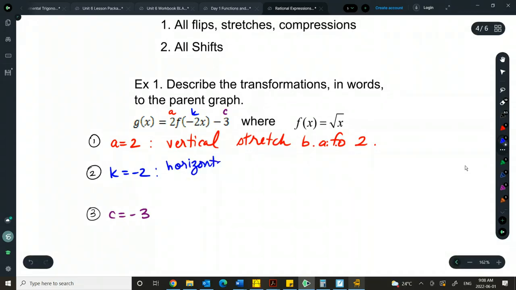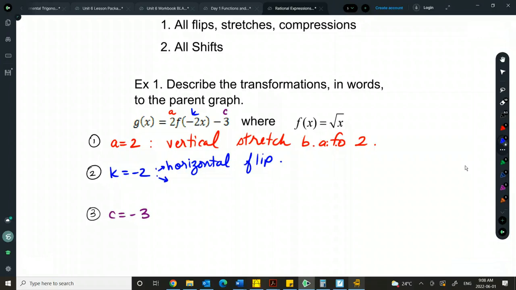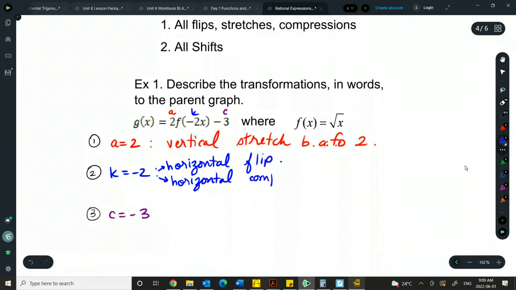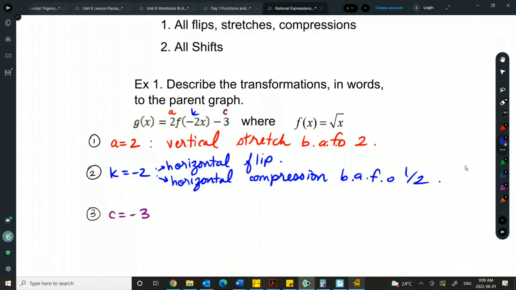Horizontal flip, or reflection. And then a vertical compression by a factor... Horizontal. Oh yeah, horizontal compression by a factor of 1/2. Very good. Horizontal compression by a factor of the reciprocal of K, so 1/2. Why don't I put -1/2? Maya?